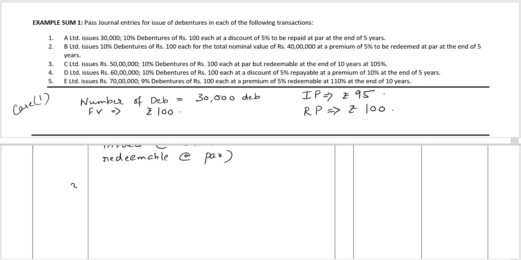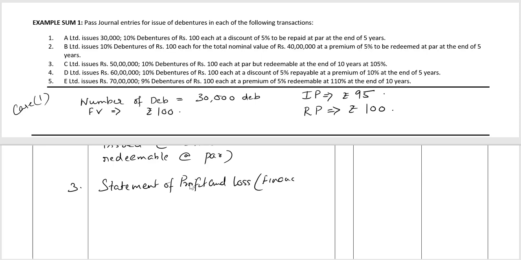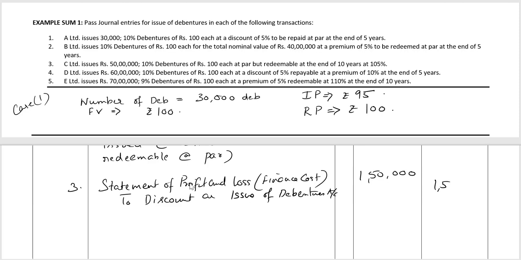The next entry, we need to write off the discount on issue of debentures. Statement of profit and loss, finance cost, amount to be written off 1,50,000 rupees, to discount on issue of debentures account 1,50,000 rupees, for discount on issue of debentures written off.